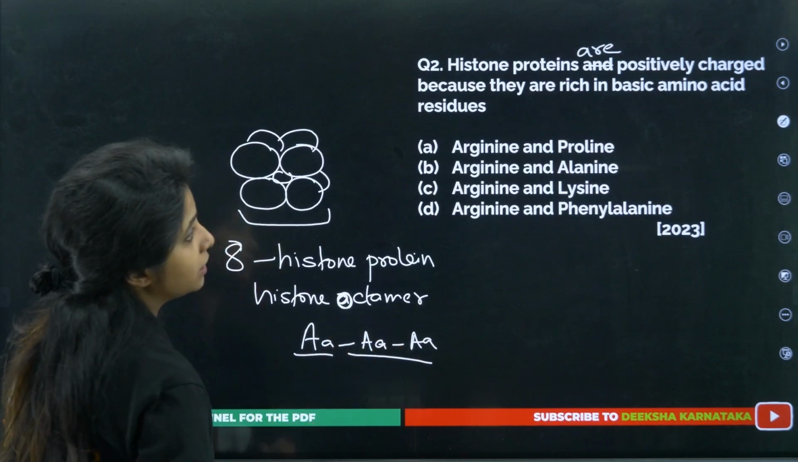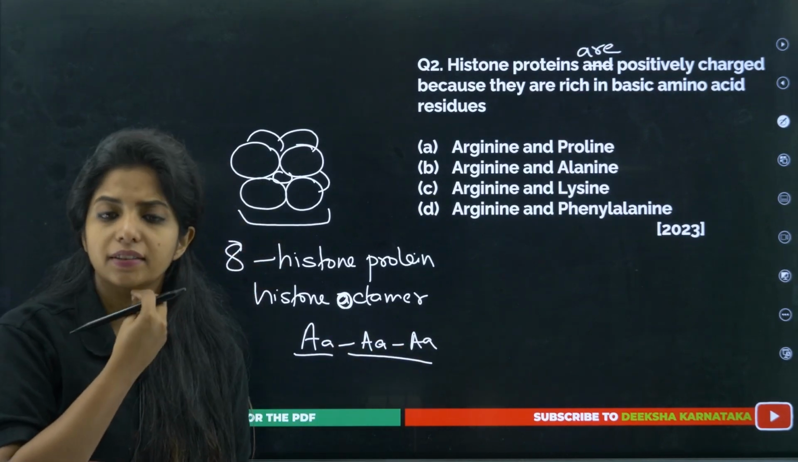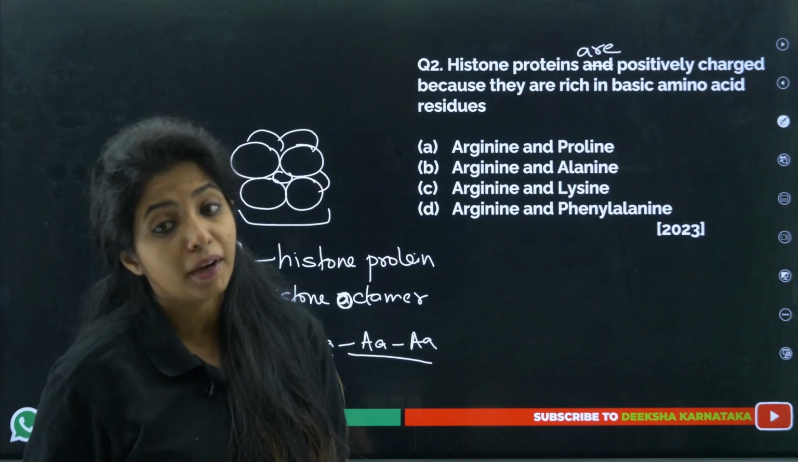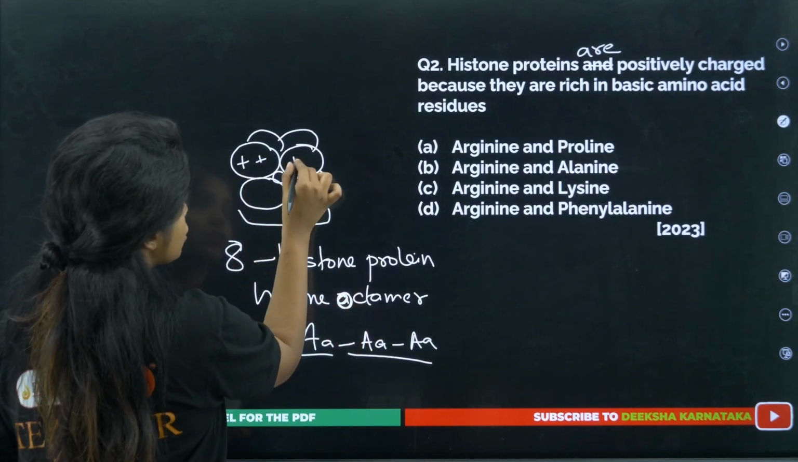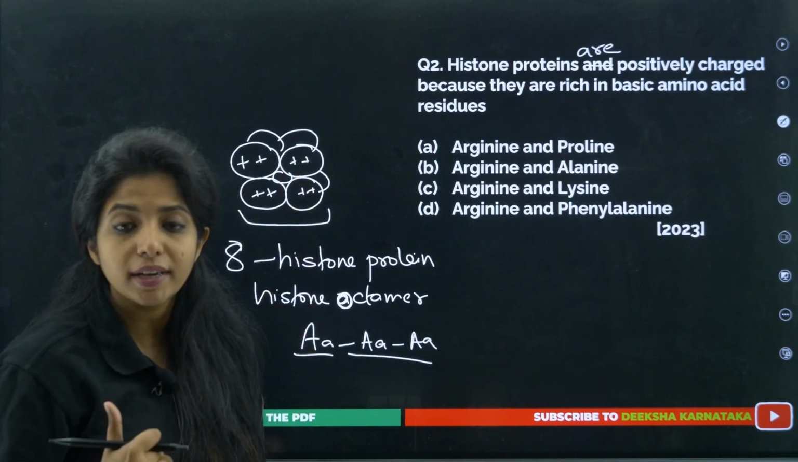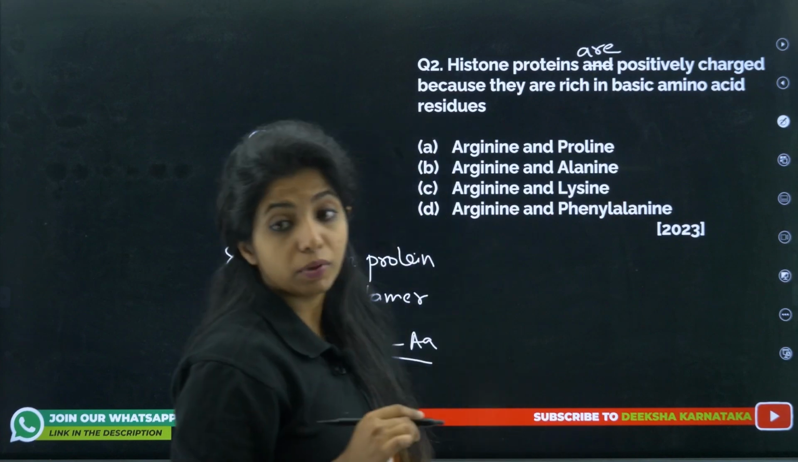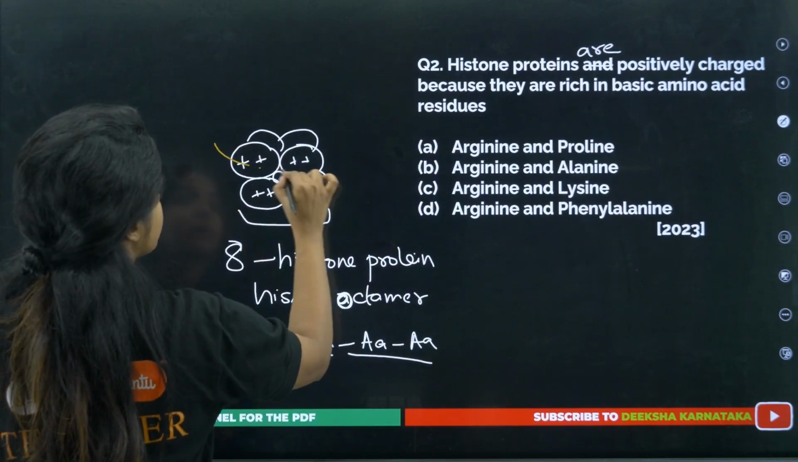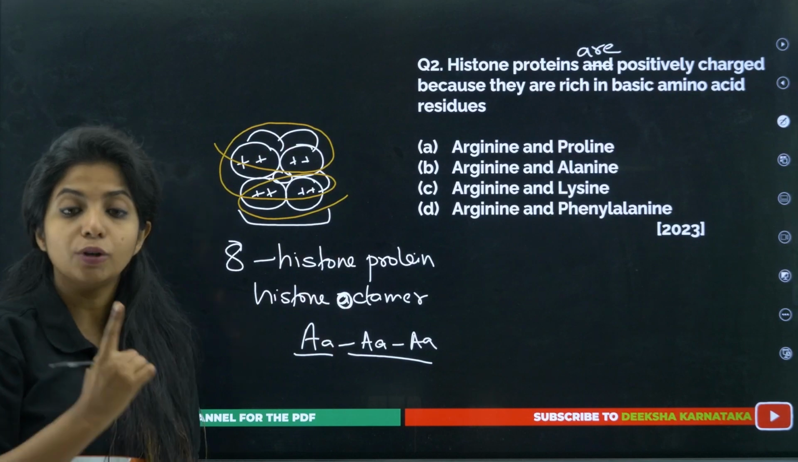And I say that this is a basic protein. So I say that basically there should be some positively charged amino acids in there, certain positively charged amino acids which should be making up this protein. Why do I say so? Because the use of this particular protein or structure is to wrap the DNA around it. We want the DNA to wrap around it.